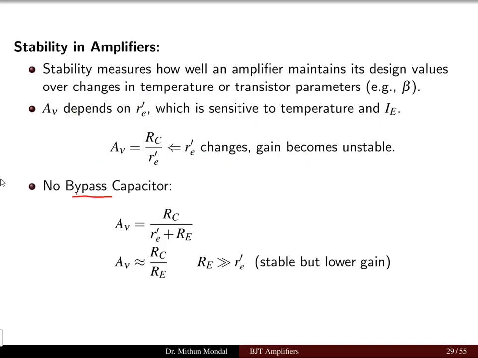Now, if there is no bypass capacitor, then the voltage gain AV will be rc by re dash plus Re. So for a stable but lower gain, Re should be very much greater than re dash. Now this value is more, so the voltage gain is rc by Re alone. That will give stable, but the gain will be lower.